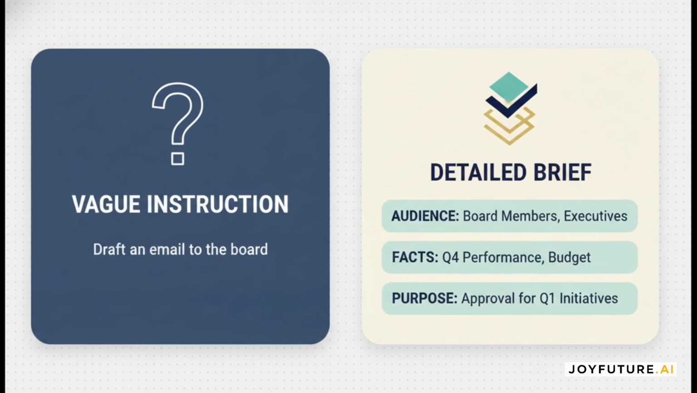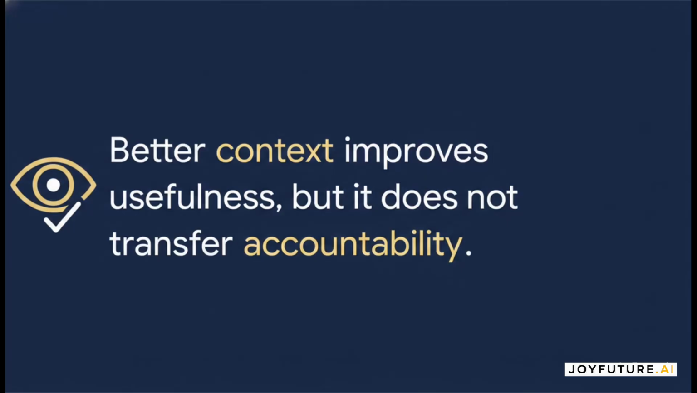Just look at the difference. The model now has the exact audience, the hard facts, the strategic purpose, the tone, what not to say, and the desired actions, all sitting right there on its working desk. The output from this is going to be incredibly useful. And it's not because you use some secret magical prompt hack. It's simply because you took the information gap between your brain and the machine's desk and you completely closed it. But we have to pause here because there is an absolute law of AI survival we need to cover. Better context improves usefulness for sure, but it does not transfer accountability.